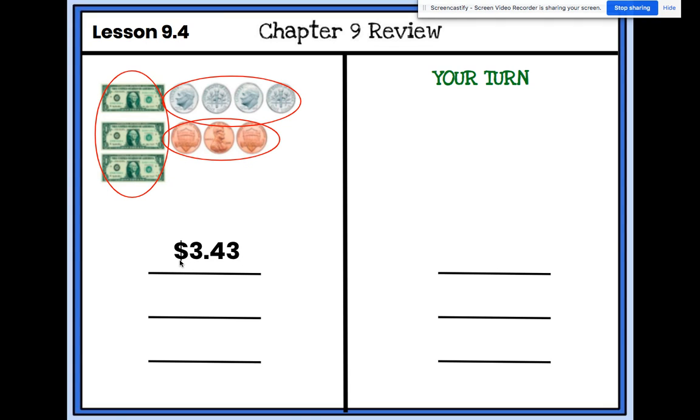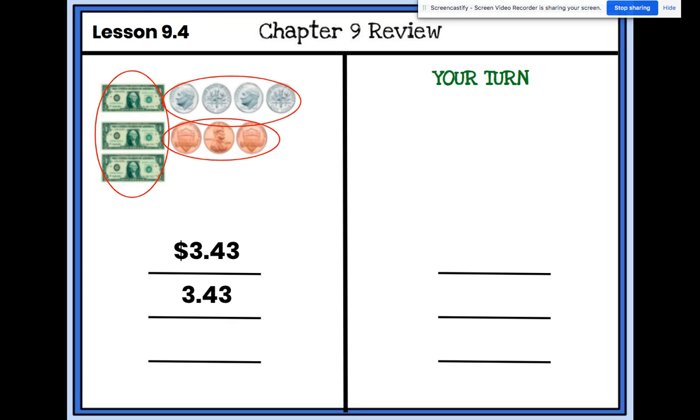Notice I put a dollar sign at the beginning. That dollar sign is important to let us know that you are working with money amounts, a total money amount. But what's really cool, you could show a total money amount as a decimal, and all you have to do is take the dollar sign away. And now you're not showing it as total money amounts. Now you're just showing it as a decimal, 3 and 43 hundredths.